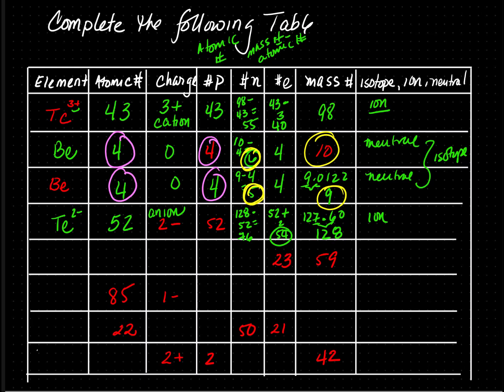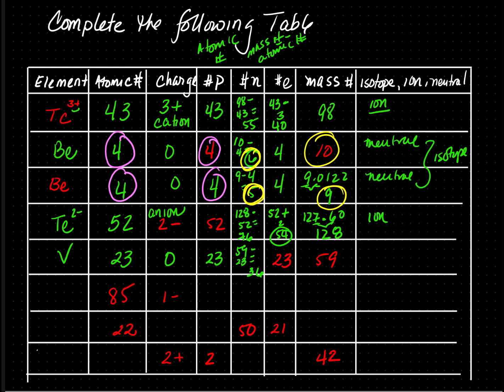The next one has 23 electrons. The charge was not provided. We assume this is a neutral atom, so the number of protons must equal the number of electrons, which is also the atomic number. 23 is vanadium, V. In this problem, the mass number is provided, so we don't use the periodic table. We find the number of neutrons by the mass number, which is 59, minus the number of protons, which is 23. This is 36.